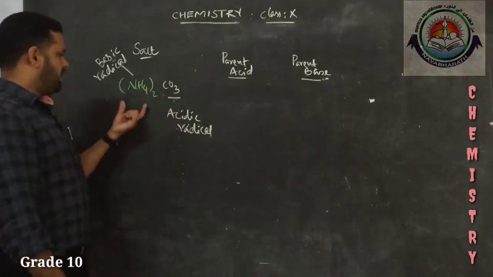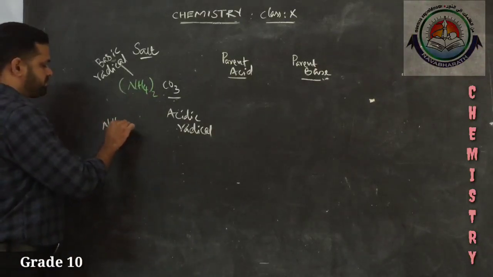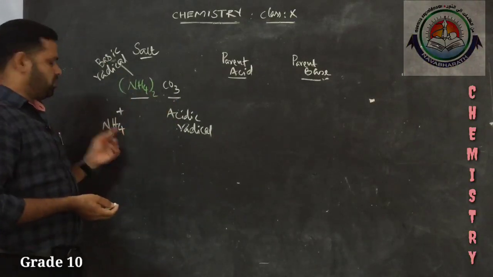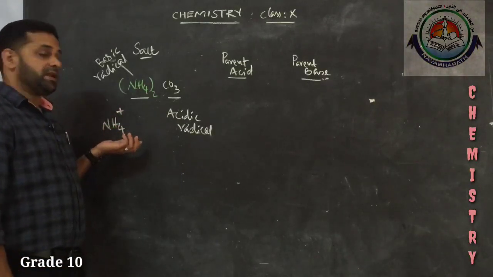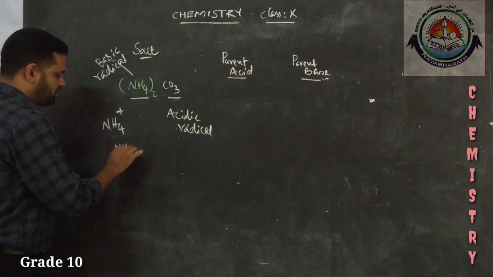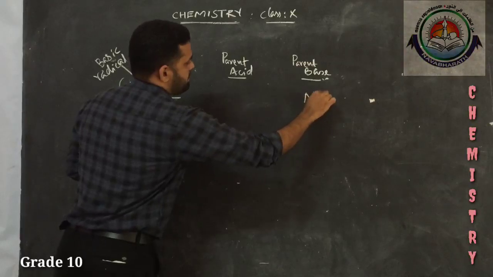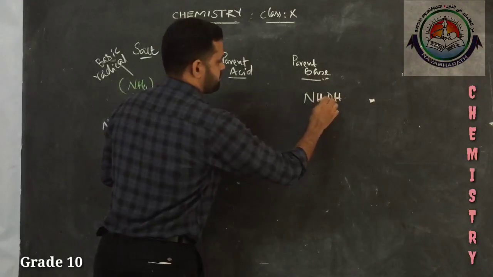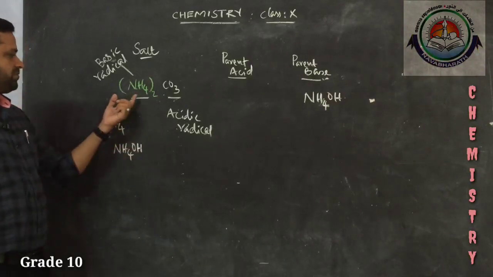And here the ammonium ion, actually NH4 plus ion, is the basic radical, and this is the acidic radical. NH4 plus ion is the basic radical, and the base that is related to ammonium is its hydroxide, so ammonium hydroxide, NH4OH. That is the parent base. Ammonium hydroxide is the parent base of this ammonium carbonate.